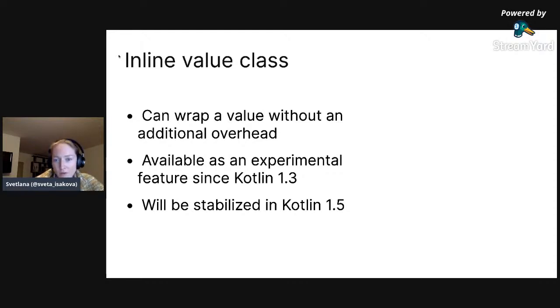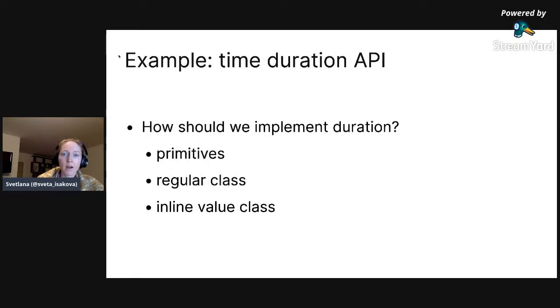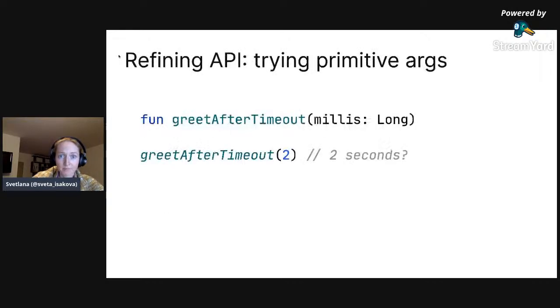And Kotlin 1.4 is going to stabilize this functionality with some changes. I want to use the time duration API as an example to define a problem and discuss the alternative solutions. Without inline classes, duration can be implemented either via primitives or using a regular class.